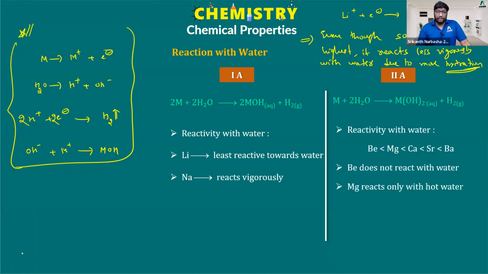In group 2A, the metal reacts with water to form M(OH)2 plus H2, and the reactivity with water increases from top to bottom: beryllium least, then magnesium, calcium, strontium, and barium. Beryllium does not react with water because of oxide layer formation. Magnesium reacts only with hot water. If you go from top to bottom in the group, the reactivity with water increases.